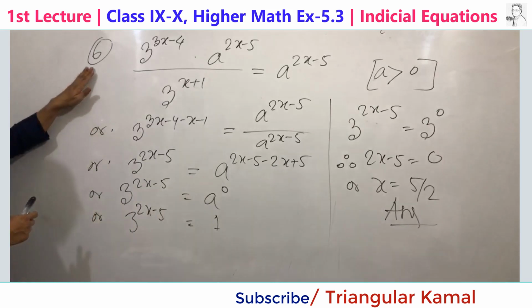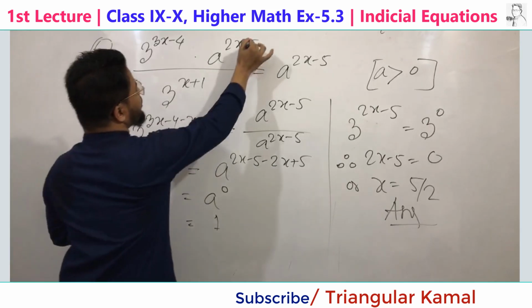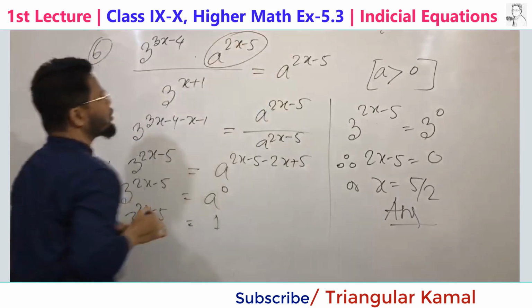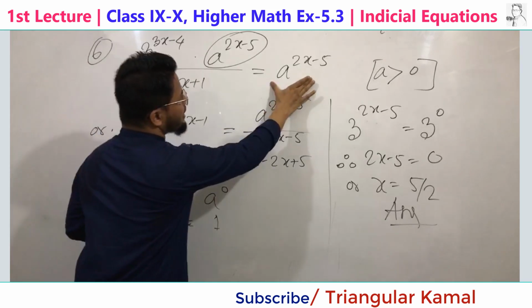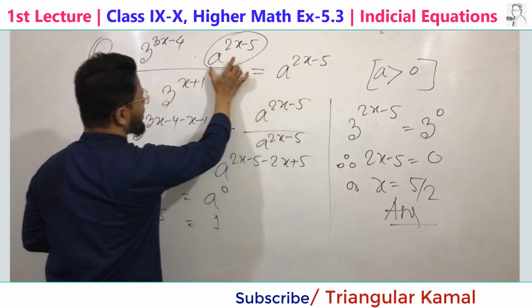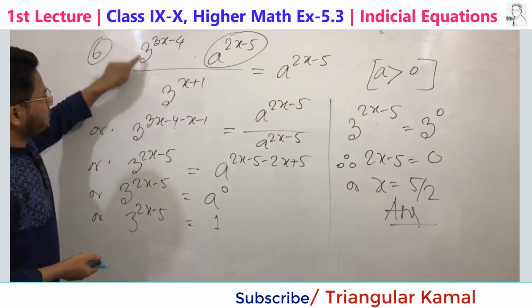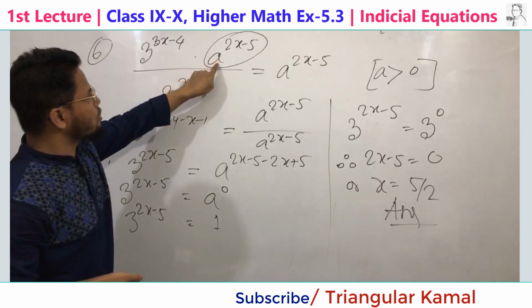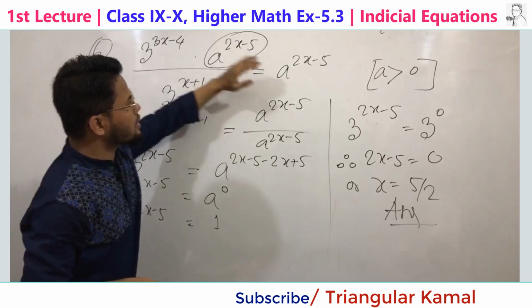Second line: first of all, we converted this by dividing both sides by a to the power twice x minus 5. So we see the right side is a to the power 5, a to the power twice x minus 5, and here is also a to the power twice x minus 5. This is the numerical number, and this is the algebraic letter. That's why we change this one from the left side to the right side.